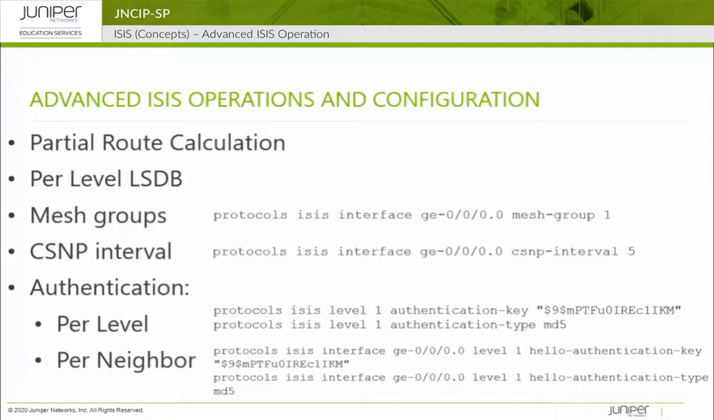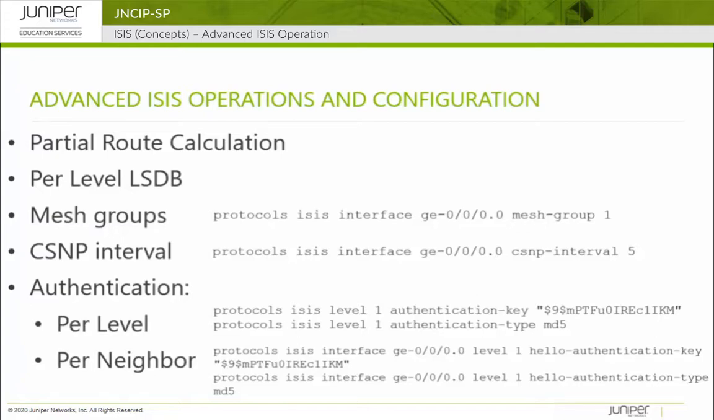And finally, that brings us to the authentication configuration options. With ISIS, you can configure authentication in two different places. You can configure it per level, and you can configure it per neighbor. If you configure it per level, this is going to authenticate every single ISIS packet. That's going to be hellos, complete sequence number PDUs, partial sequence number PDUs, and link state PDUs.